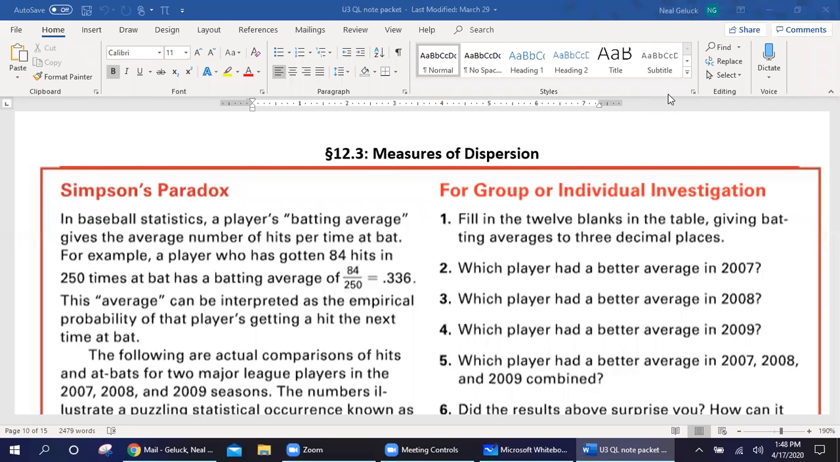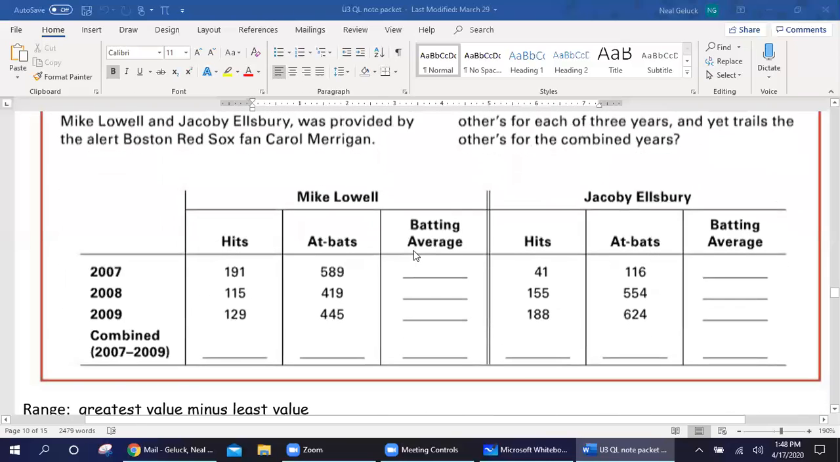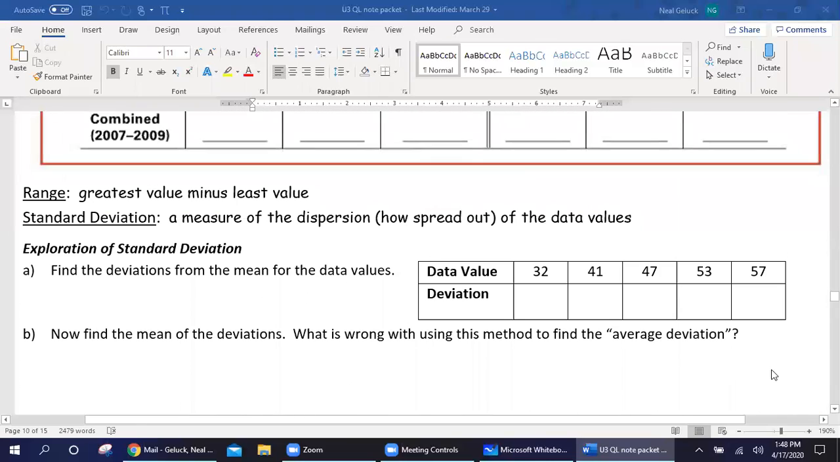Quantitative literacy. These are the notes for 12.3, measures of dispersion. First thing, this Simpson's paradox thing, if we were in class, we would have done this, but do not worry about it. So we're going to skip right over all that.